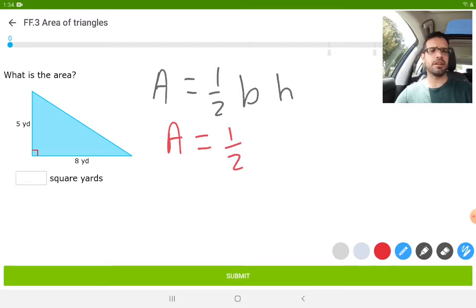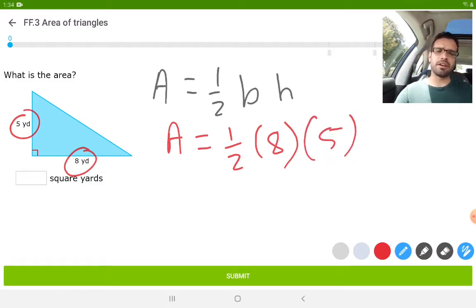1/2 is always going to be there. Our base is 8 in this example. Our height is 5. Because of the commutative property of multiplication, we can multiply these things any which way we want. We can do 1/2 times 8 first, then times 5. We can do 8 times 5, then times 1/2. We can do 1/2 times 5, then times 8.